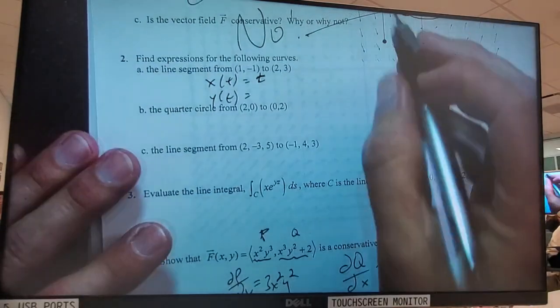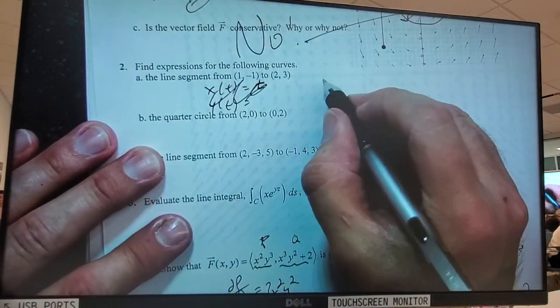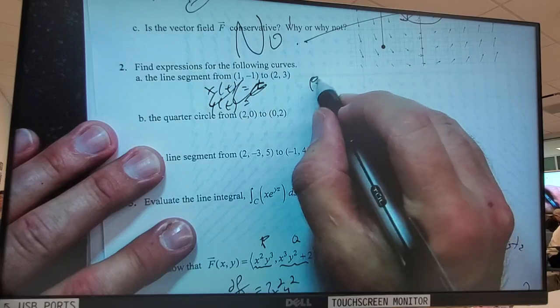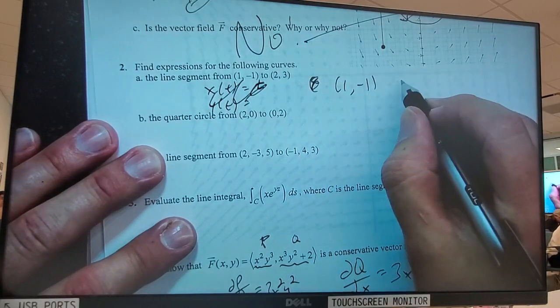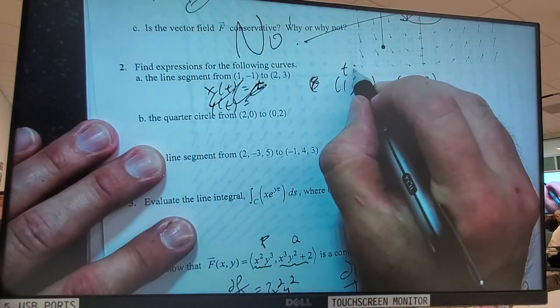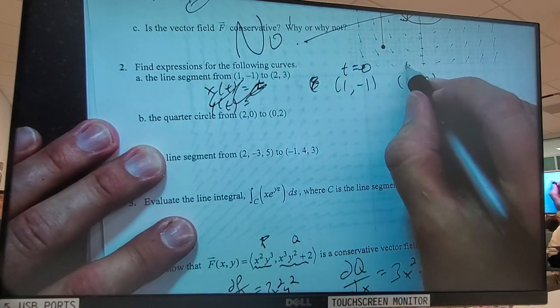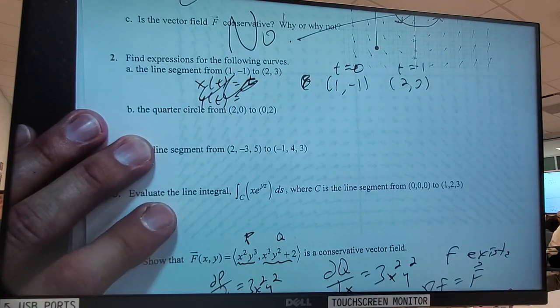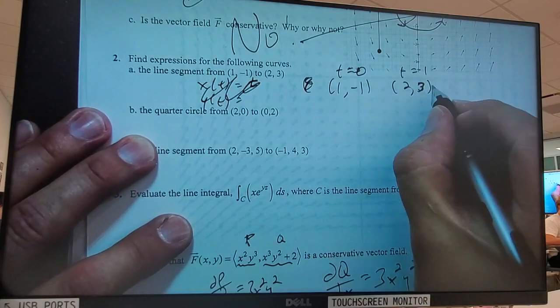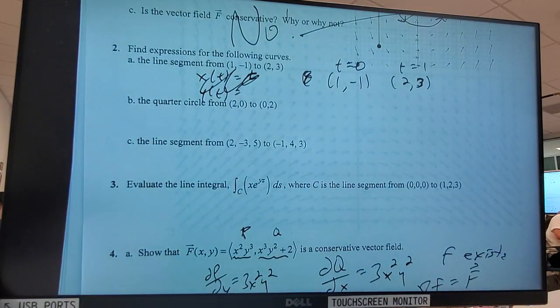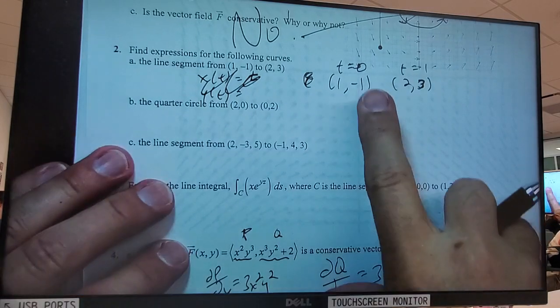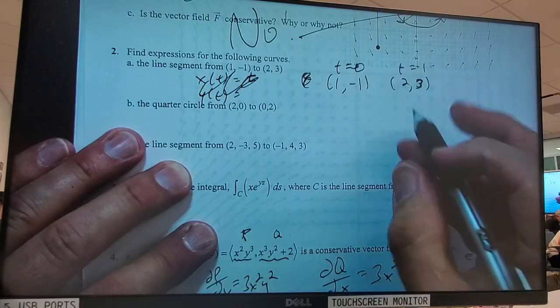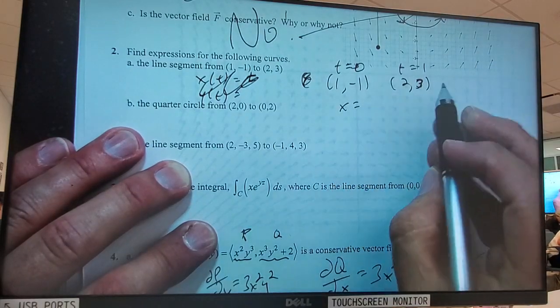One way to do this, let me show you. Let me do this other way, and then I'll let you guys pick. If I say this is t equals 0 and t equals 1, which point has to be first? (1, -1), because I'm starting there and going to (2, 3). So if that is t is 0, and that is t is 1, what's x?